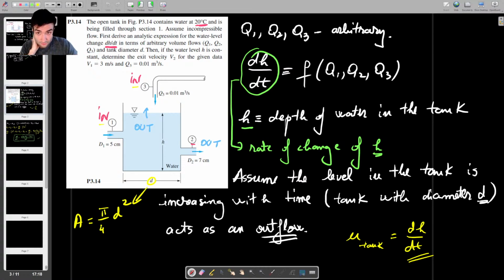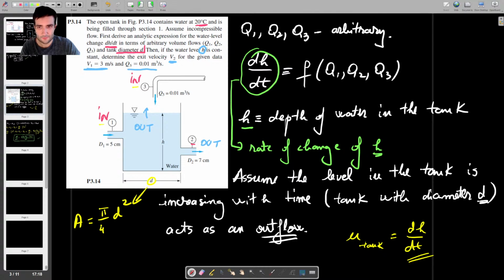Anyway, what we have to do in the next part, so the first part was until this point, and now it says that if the water level H is constant, determine the exit velocity V2 for the given data. So we know the inlet velocity at 1 is 3 meters per second.